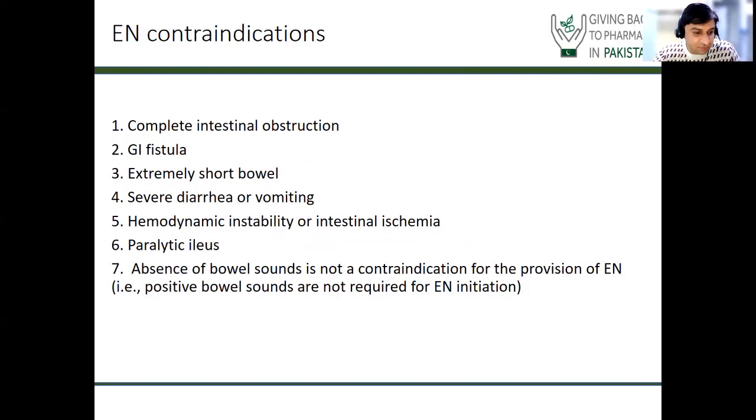and what we have seen in our patients, some physicians go to check the bowel sounds, whether the bowel sounds are present or not. If the bowel sounds are present, they start the patients on feed. So this is no longer recommended. And if the patient has absent bowel sounds, that is not a contraindication for the enteral nutrition.